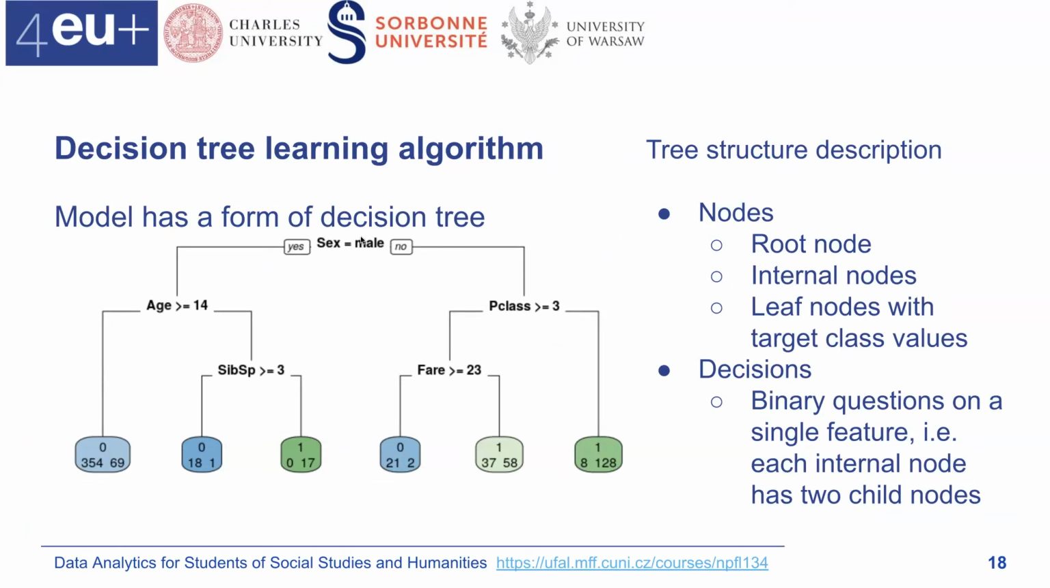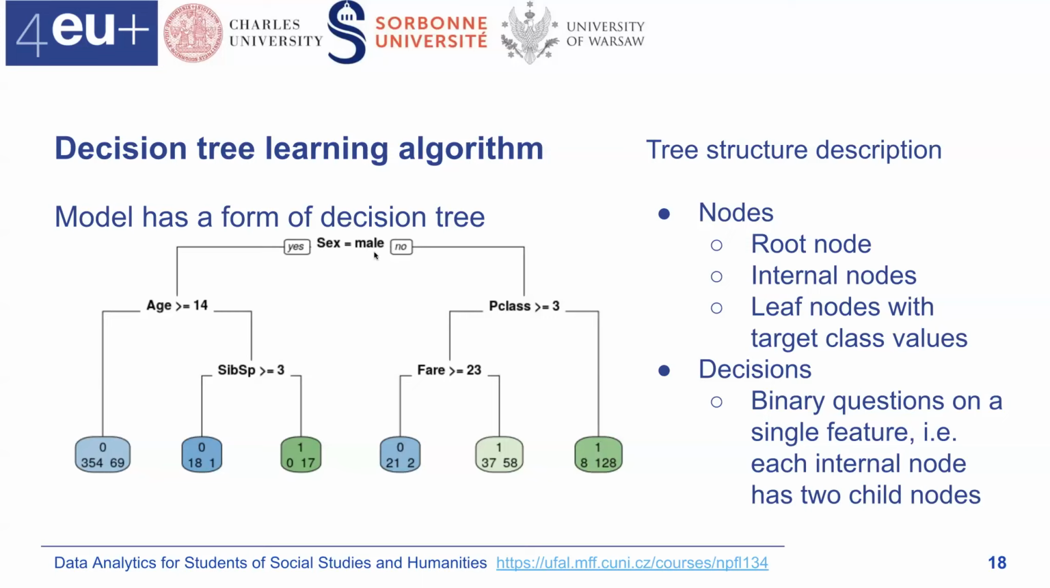And how to read this tree? There is a root node, and there are internal nodes, and there are leaf nodes, right? And each internal node is represented by a decision or question on a single feature. This model that you can see here is the result of training a decision tree model to predict whether a passenger on board Titanic will survive or not.